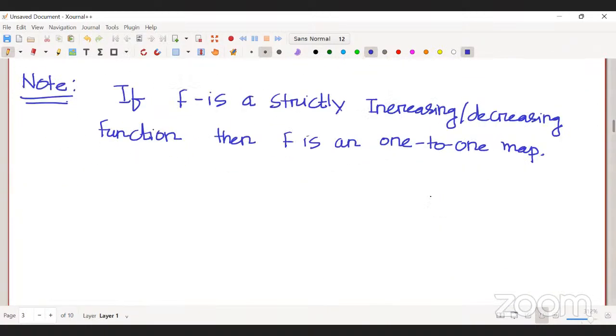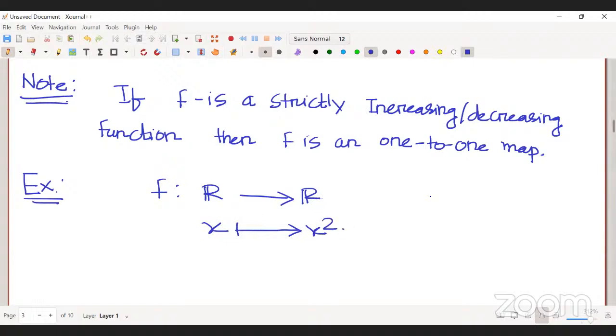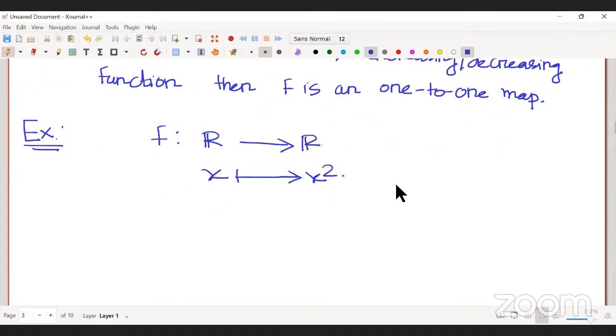Okay, so let's take a few examples. Suppose you take this one, R to R. My question is, can I say anything about this f, whether this function is a strictly increasing function or a strictly decreasing function, or neither of them?